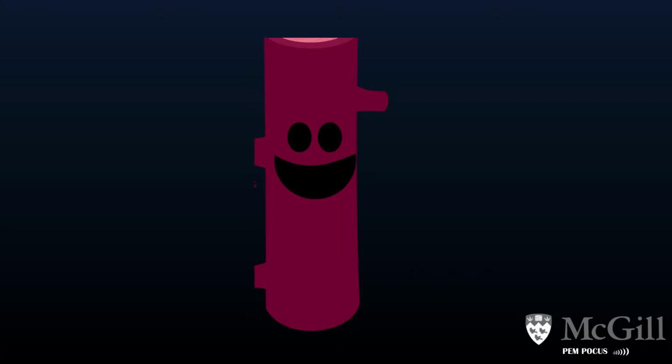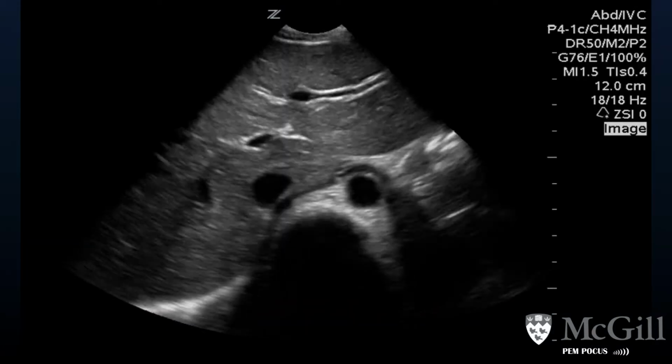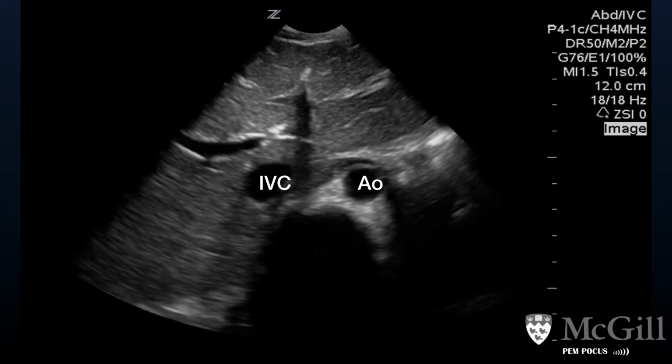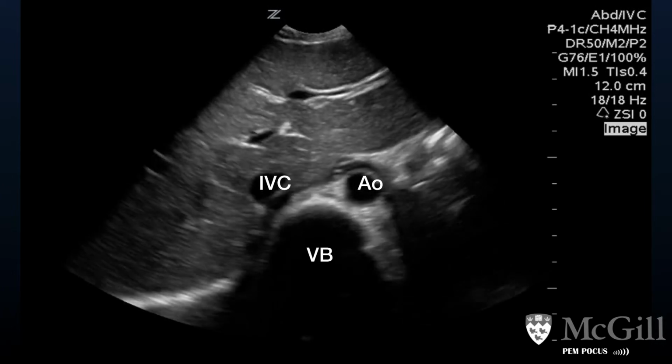Let's talk about obtaining images for IVC. You can perform this examination using the curvilinear probe or the phased array probe. There are many different approaches to start this examination. Here is an example of a short axis view of the IVC.